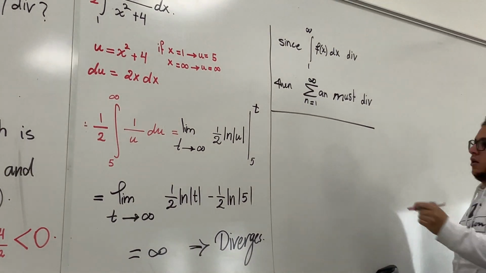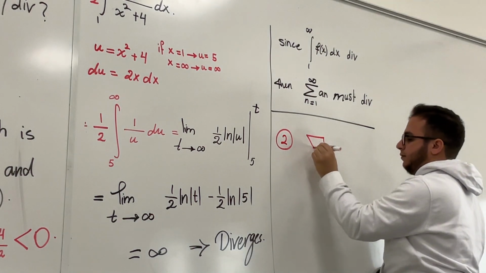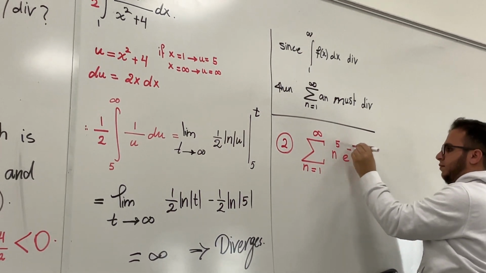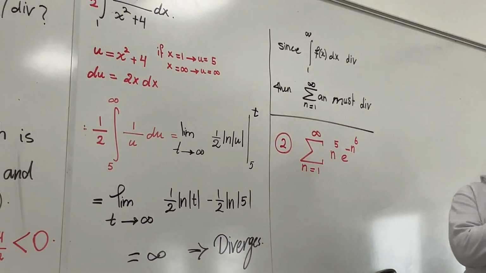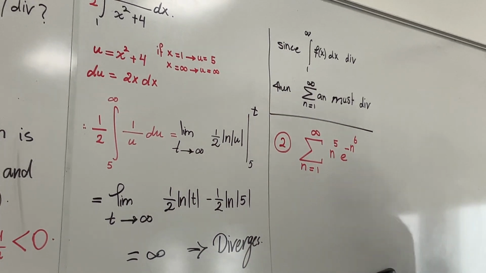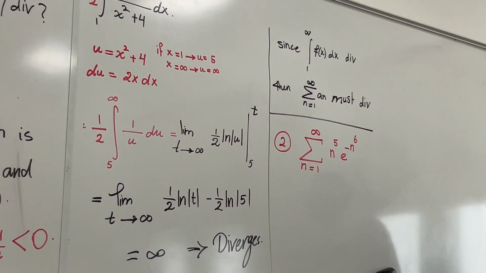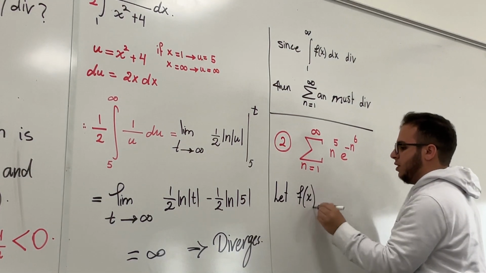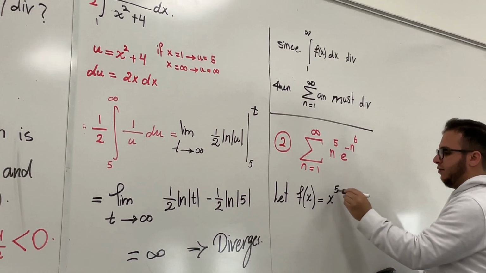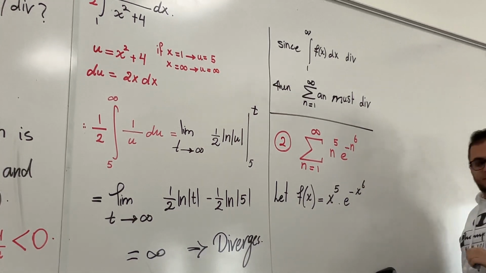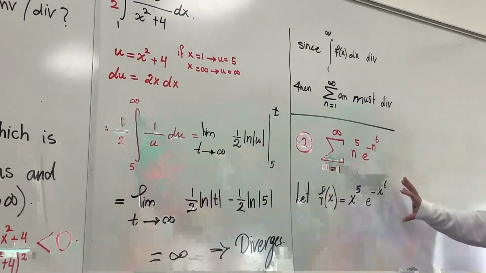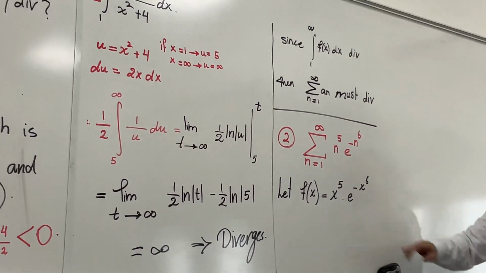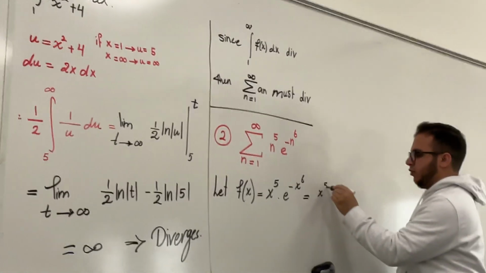Another one. Let's do another. So again, the same thing. Let f of x be equal to x to the power 5, e to the minus x power 6. If you cannot see the function that is positive, continuous, and decreasing like this, then maybe try to put it down if you want. It's fine.